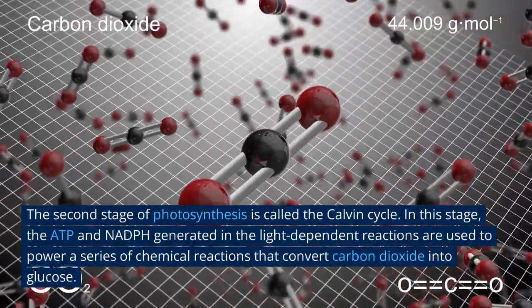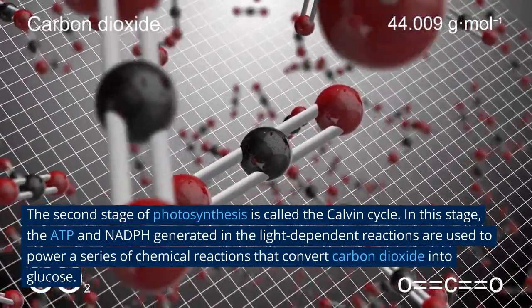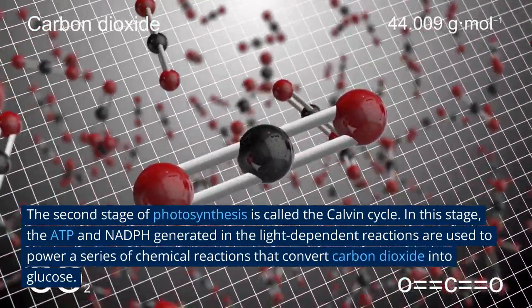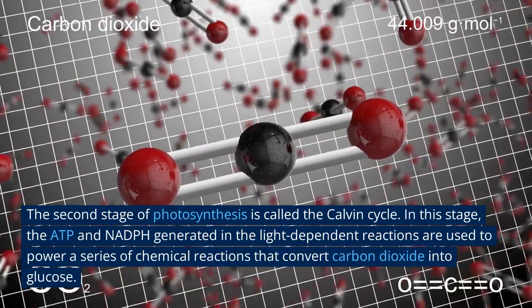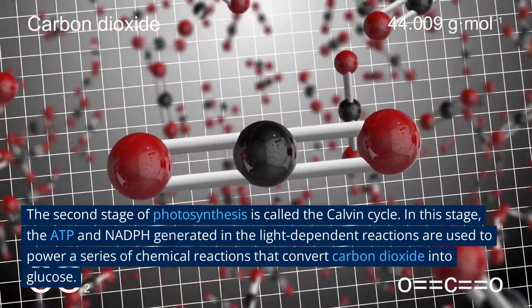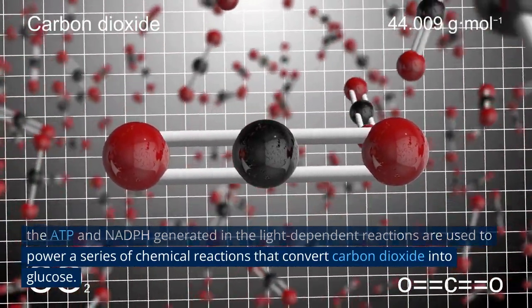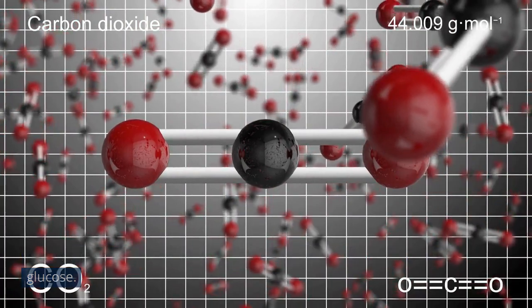The second stage of photosynthesis is called the Calvin cycle. In this stage, the ATP and NADPH generated in the light-dependent reactions are used to power a series of chemical reactions that convert carbon dioxide into glucose.